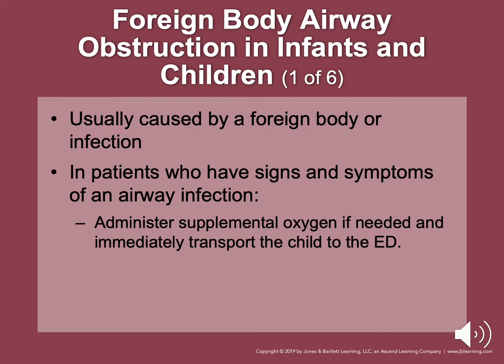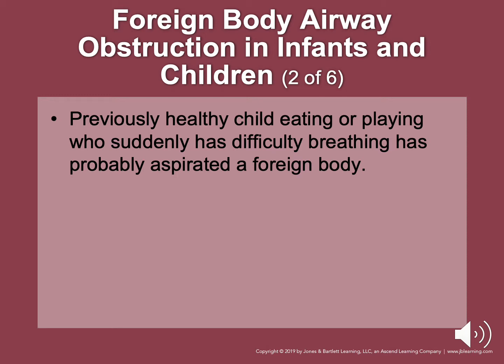A previously healthy child who is eating or playing with small toys and suddenly has difficulty breathing has probably aspirated a foreign body with mild airway obstruction. The child can cough forcefully, although he or she may wheeze between coughs. As long as they breathe, let them cough. Encourage the child to continue coughing, administer supplemental O2 if needed, and transport. Intervene only if a severe airway obstruction develops, such as a weak, ineffective cough, cyanosis, stridor, absent air movement, or a decrease in level of consciousness.